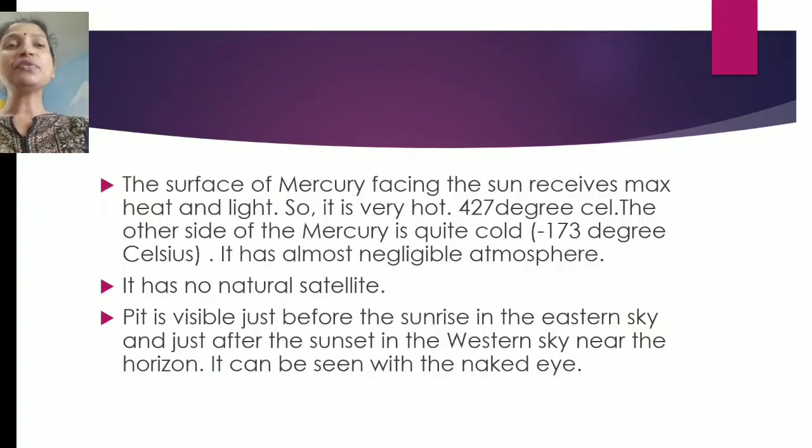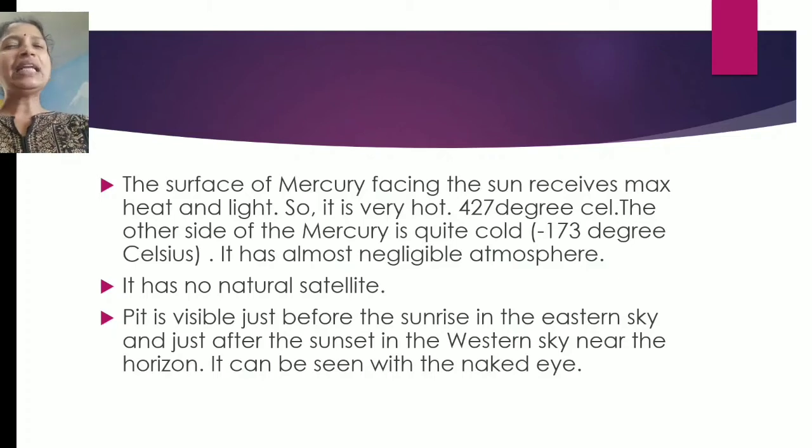The surface of Mercury facing the Sun receives maximum heat because Mercury is very near to the Sun, so it has the maximum temperature. It is the closest planet to the Sun. Mercury is quite cold also. Whatever surface is facing the Sun has a temperature of 427 degrees. How horrible! And the face of Mercury which is not facing the Sun has a colder temperature, minus 127 degrees Celsius.